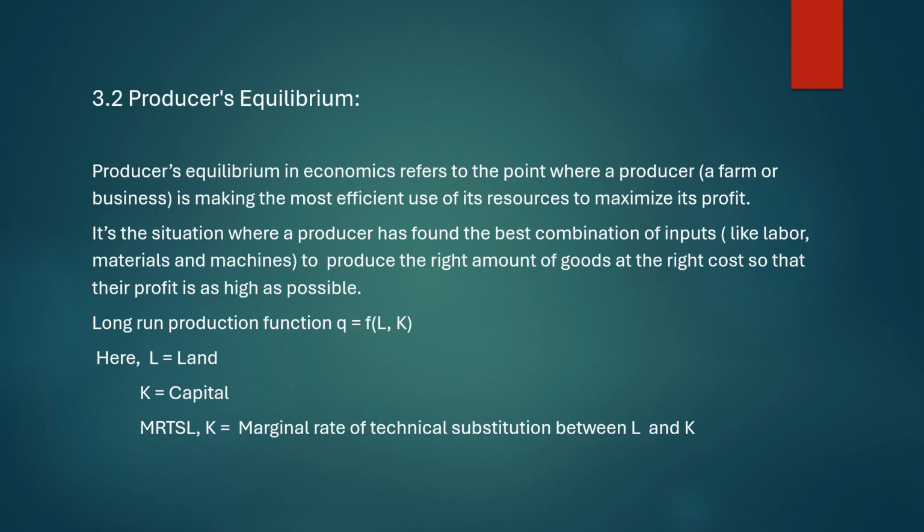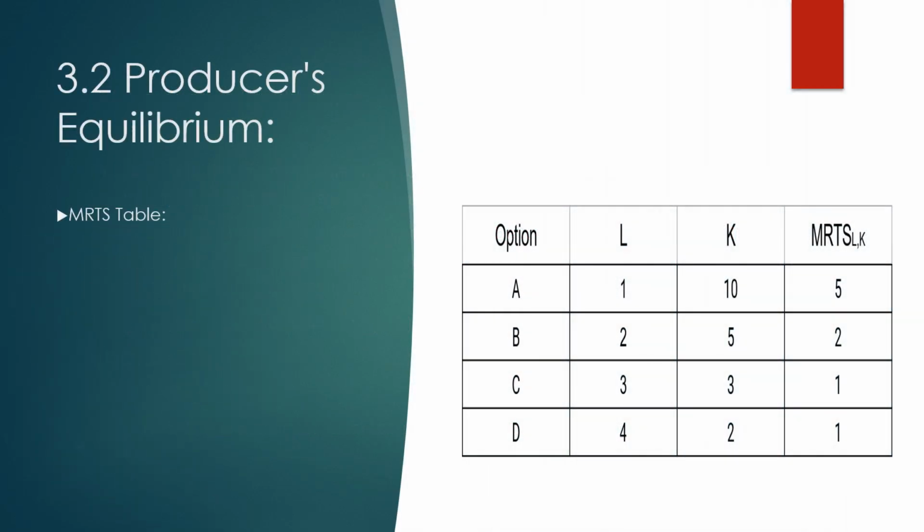Long-run production function: Q is a function of L and K, where L is labor and K denotes capital, and MRTS denotes the marginal rate of technical substitution between labor and capital. Producer's equilibrium. This shows the relationship between labor, capital, and the MRTS.